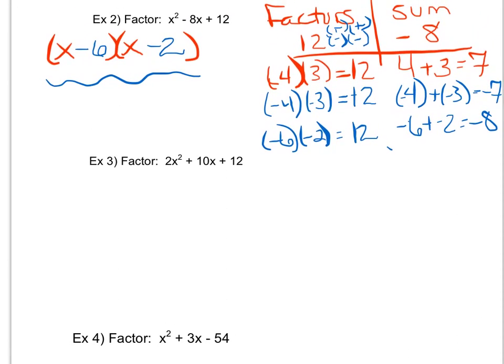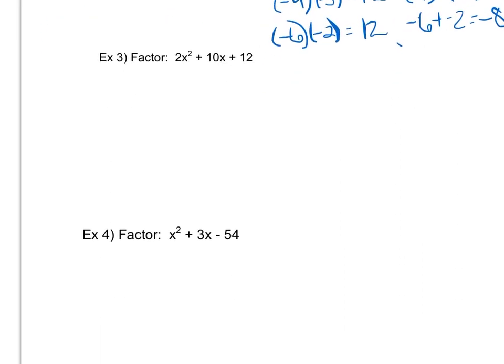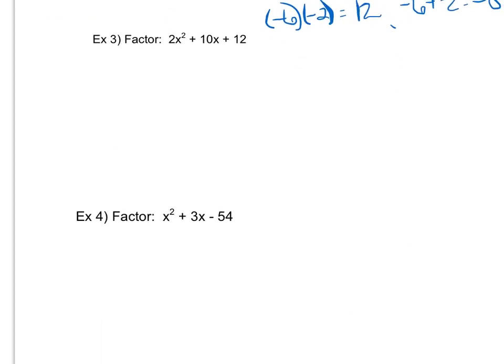Looking at example 3. So first thing I always ask myself is, do they have a GCF? And I notice that all 3 of these terms can be divided by 2. So I'm going to take my GCF and put it out front, and 2x squared divided by 2 is x squared. 10x divided by 2 is a positive 5x. Positive 12 divided by 2 is a positive 6.